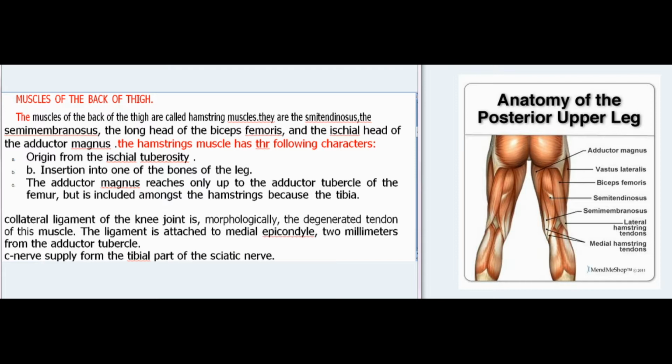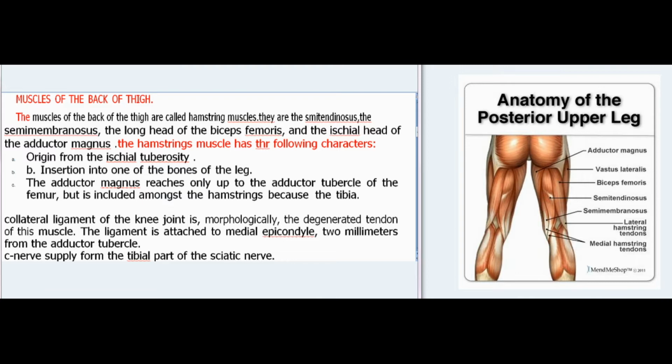The hamstring muscles have the following characters: A. Origin from the ischial tuberosity. B. Insertion into one of the bones of the leg. The adductor magnus reaches only up to the adductor tubercle of the femur, but is included amongst the hamstrings because the tibial collateral ligament of the knee joint is, morphologically, the degenerated tendon of this muscle. The ligament is attached to the medial epicondyle, 2 mm from the adductor tubercle.